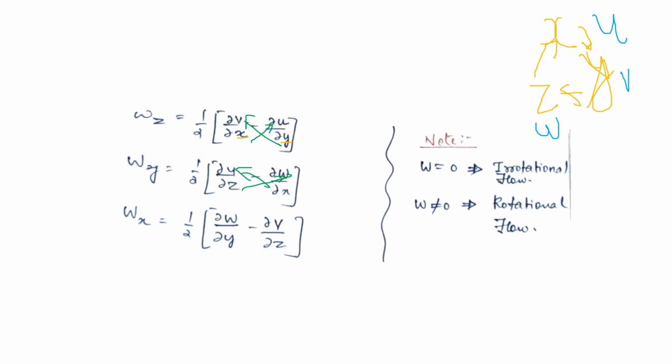So after that we will go for the w component. If w is equal to 0, that means the rotational components wx, wy, and wz you will get as 0. That means it's an irrotational flow. But if w is not equal to 0, we will get a rotational flow. This is how you will signify whether a flow is rotational or irrotational flow.